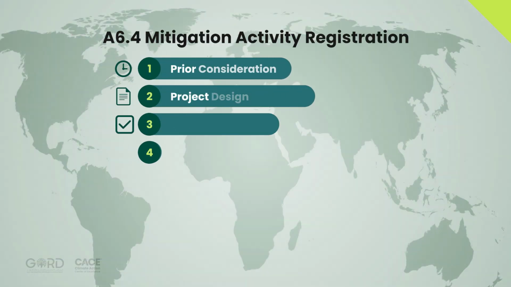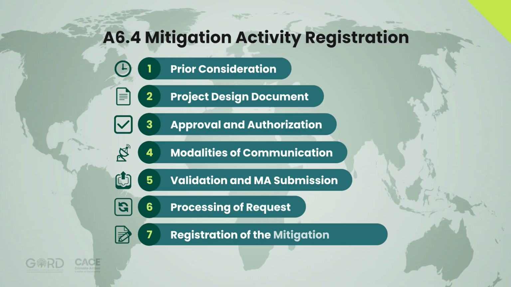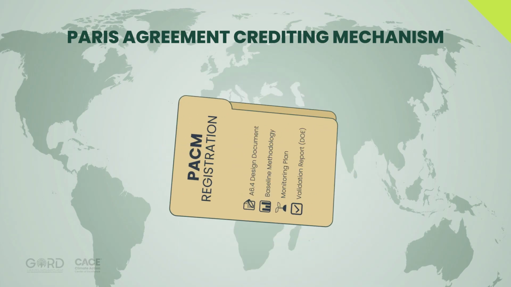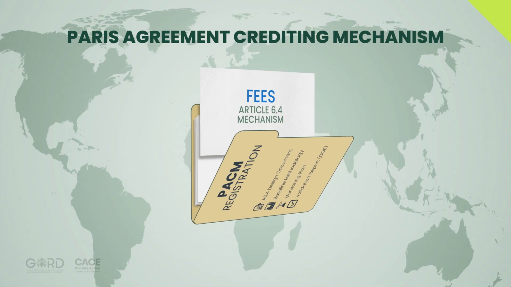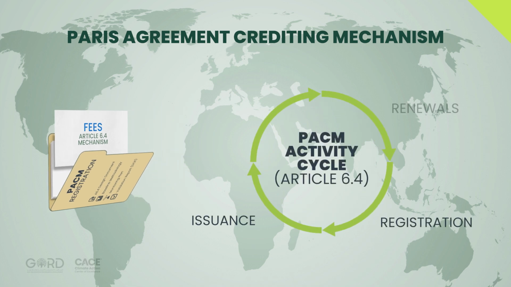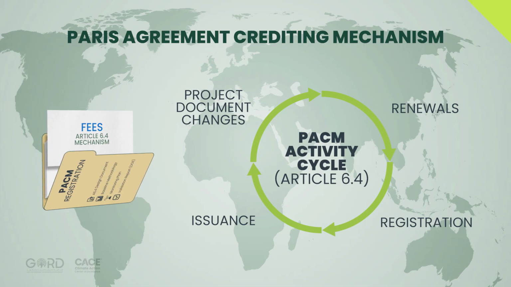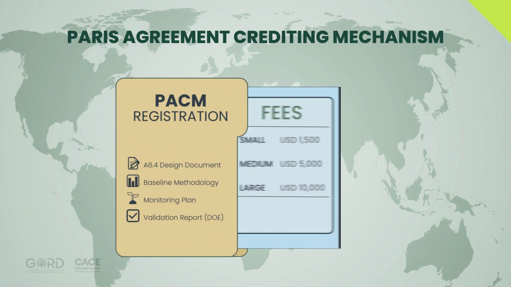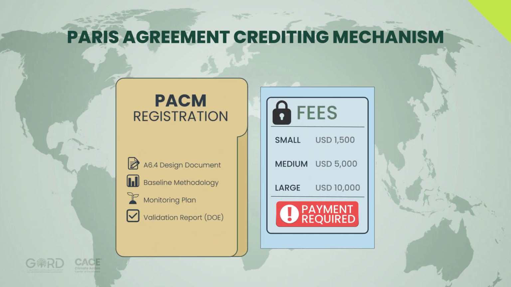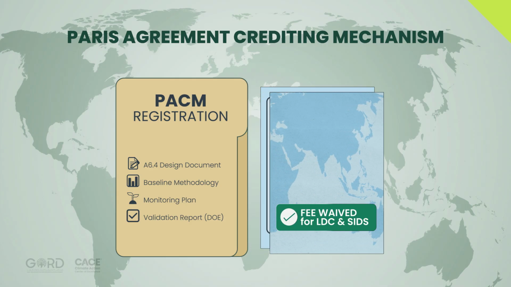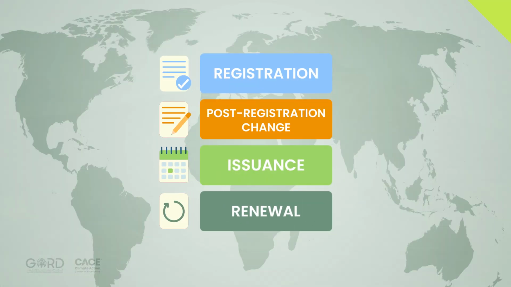Now, let's walk through the key steps required to register a mitigation activity and authorize A6.4 ERs under the PACM. Let's quickly look at the fees involved in participating in the Article 6.4 mechanism. These fees help cover the costs of processing requests throughout the Article 6.4 project cycle. Importantly, no request can be processed until the required fee is paid. However, there is some flexibility. The share of proceeds for adaptation is waived for least developed countries and small island developing states. There are 4 key types of fees you need to know.